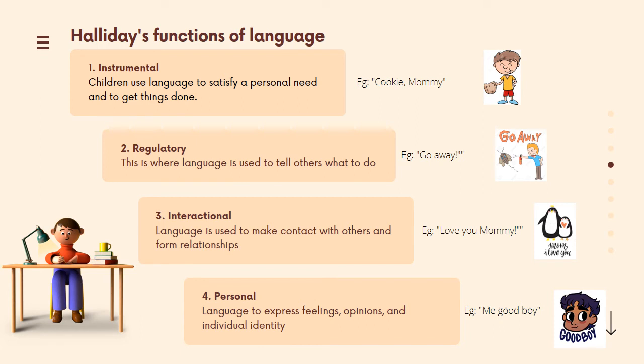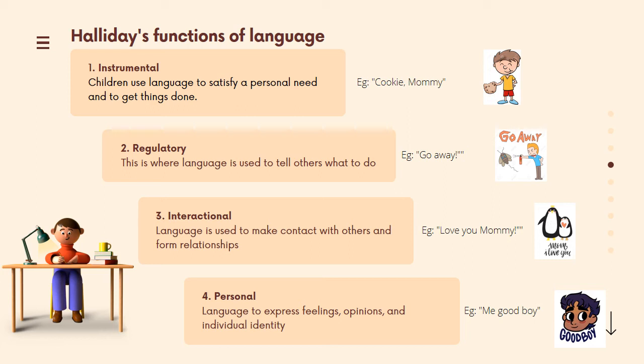In Halliday's theory of language development, he identified 7 functions of language. The first 4 functions help the child to satisfy physical, emotional, and social needs, while the next 3 functions help the child to come to terms with his or her environment. The first function is instrumental. Children use language to satisfy a personal need and to get things done. For example, cookie, mommy. So the child asks his mommy for a cookie.